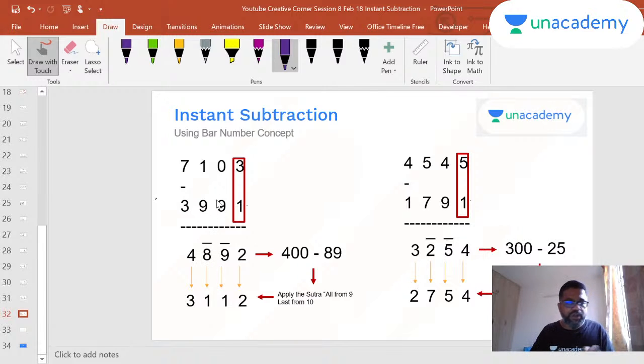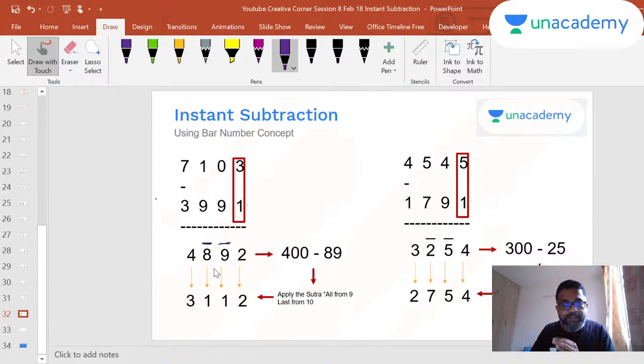For those of you just joining now, remember you're learning a very easy method to do subtraction without any carries and without worrying about anything. The only condition is you need to put a bar sign here, and we are converting that bar sign to a positive number. That's all we're doing here. So 3 minus 1 is a 2, 9 minus 0 bar 9, 9 minus 1 bar 8, 7 minus 3, 4. So I have 4 bar 8.